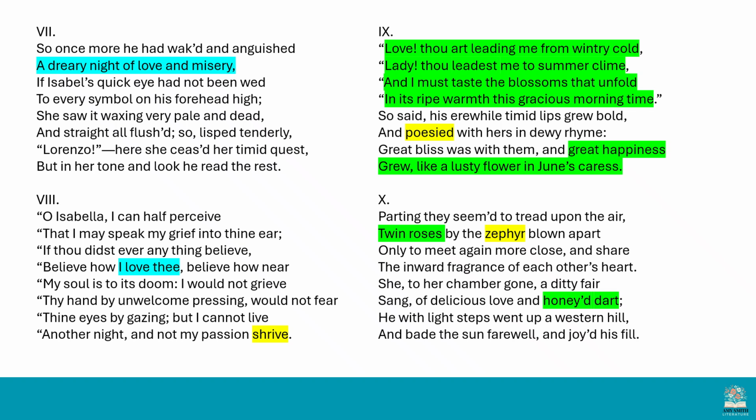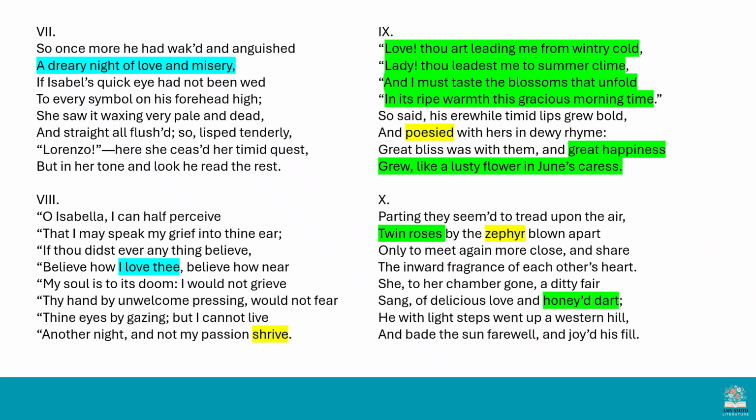Such a Keats line. The fragrance of someone's heart. It shows their real intimacy and closeness. "She to her chamber gone, a ditty fair sang of delicious love and honeyed dart." Right, before they admitted their love, their lives were honeyless. Now their lives are honeyed. They're full of sweetness and joy. And remember, that's a bit of natural imagery as well. The honeyed dart is also a reference to Cupid's arrow.